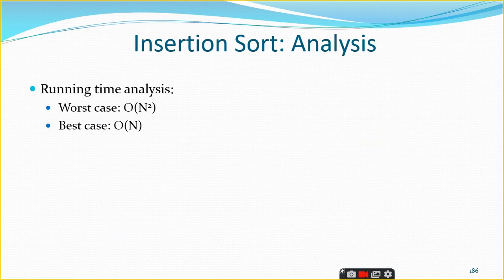And coming to the analysis part, for insertion sort, we have the worst case analysis as big O of n square, and the best case analysis is big O of n. What is this worst case and the best case? When you consider the insertion sort, the worst case is a scenario where all the elements are in the unsorted manner. Every element you have to move, or every element you have to insert to its correct position.